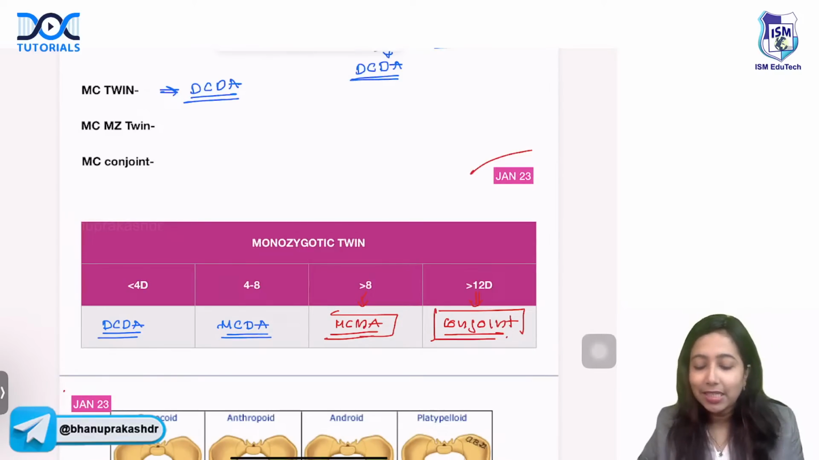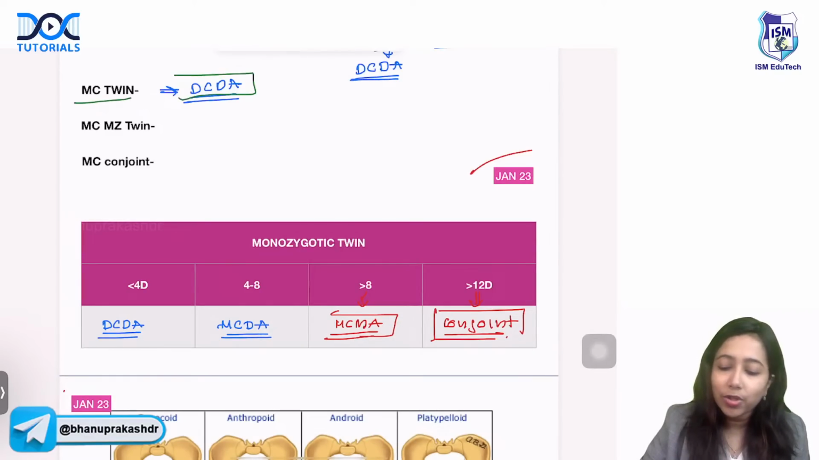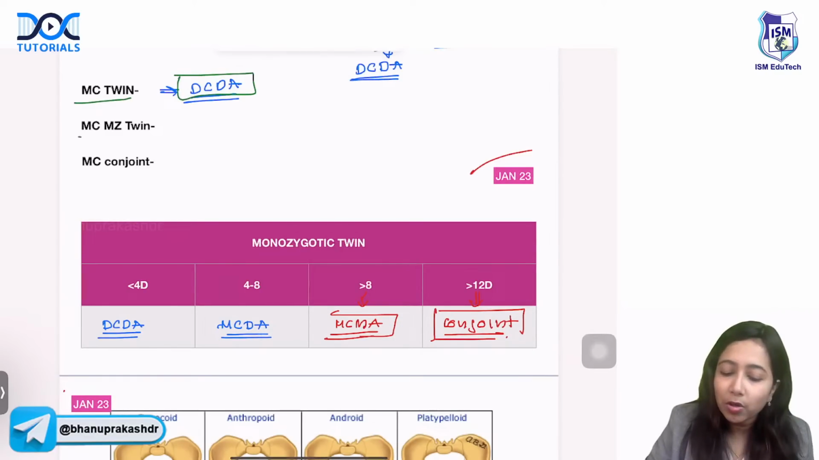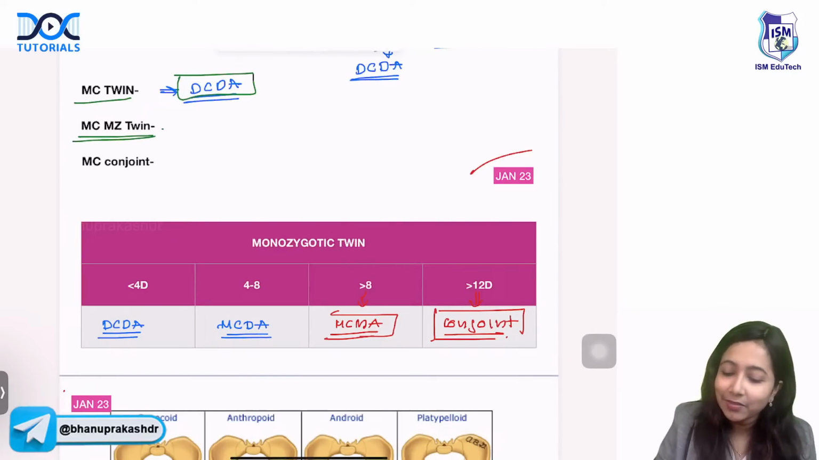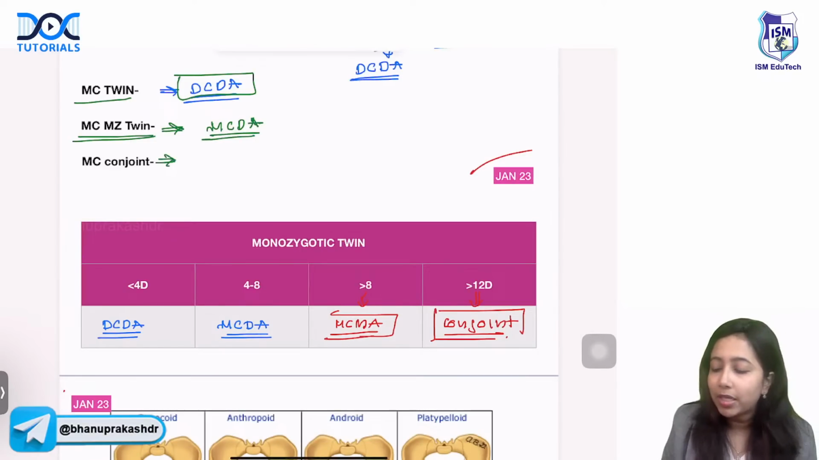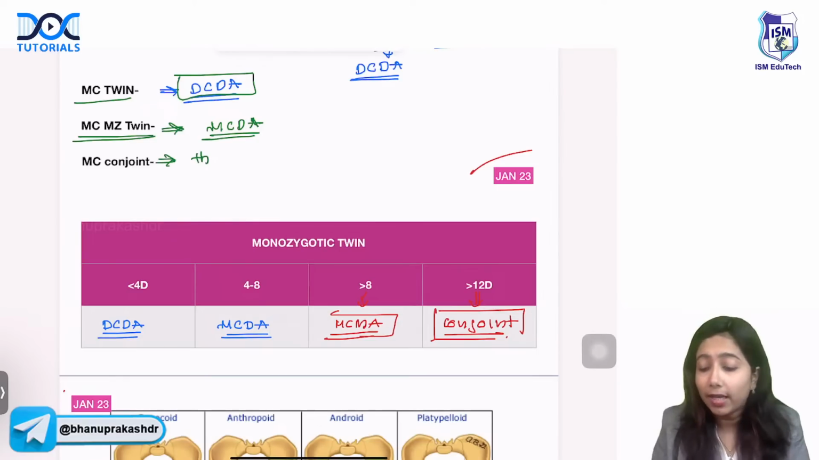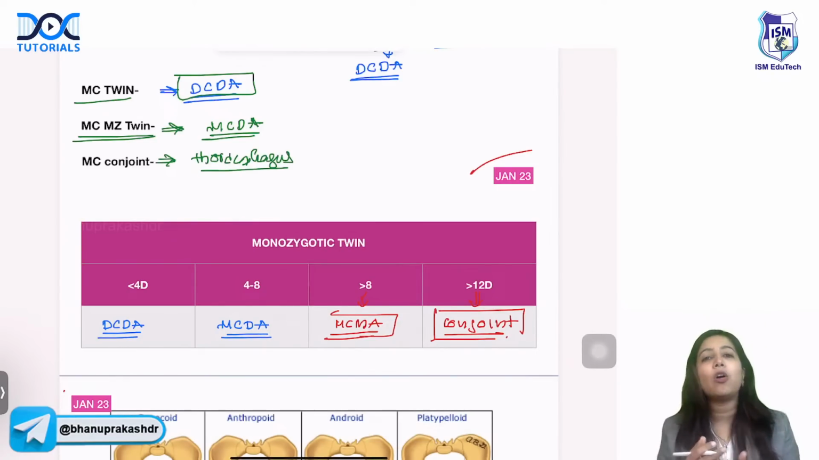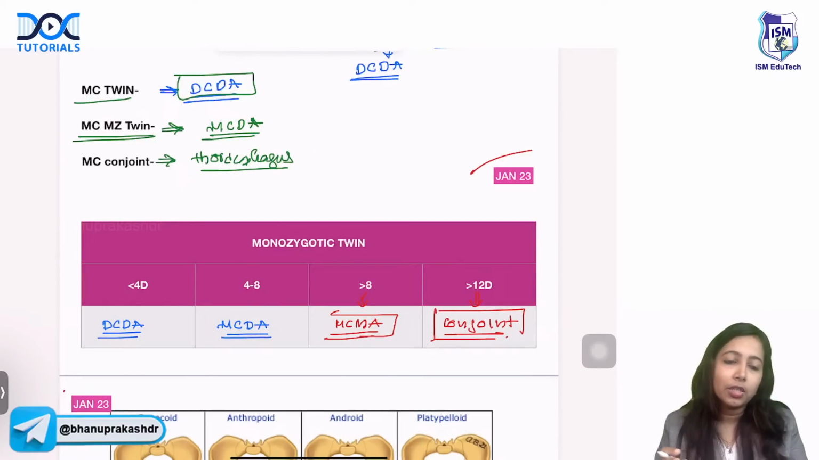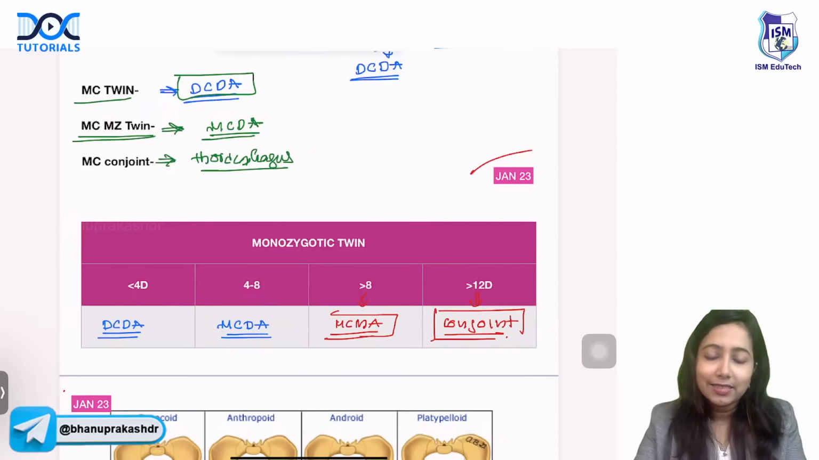Nikhil has asked what the most common conjoined twin is. Yes, we are coming to that. The most common twin is dichorionic diamniotic. The most common monozygotic twin is monochorionic diamniotic. And the most common conjoined twin is thoracopagus. They are joined at the level of the thorax. Thoracopagus is the most common type of conjoined twins.